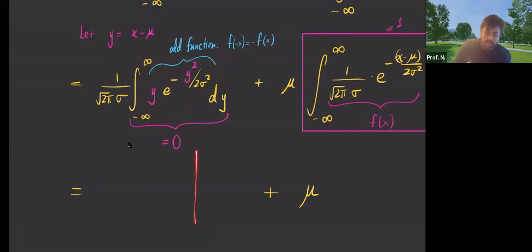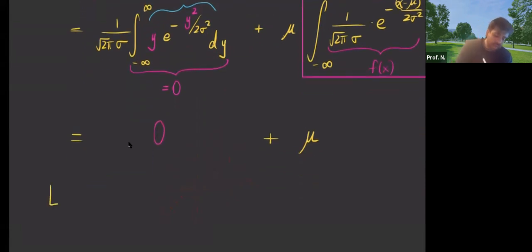So odd functions, remember, are functions that are symmetric across the origin. The idea is that when you take the area in a symmetric bound, from negative a to a, of an odd function, the areas will cancel each other out. And so therefore it's 0. So 0 times anything is 0. So this whole thing is 0 plus mu.